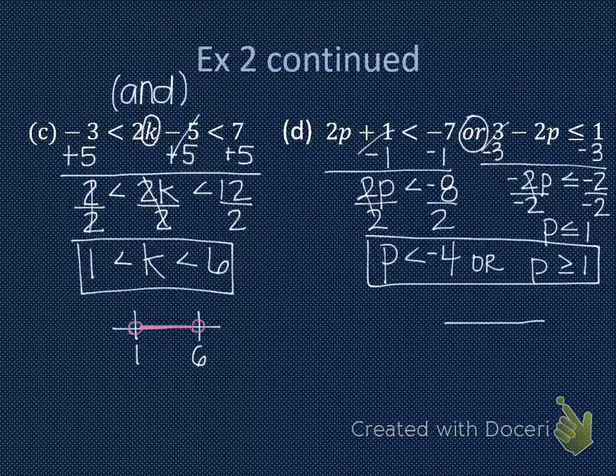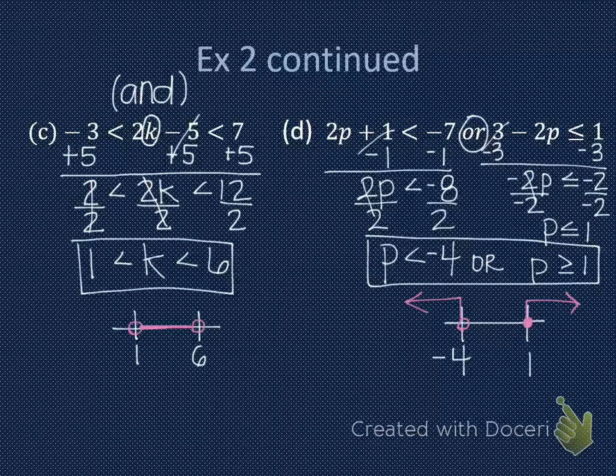Now, on the number line, which number goes further left? -4. All right, and which number goes further right? 1. All right, circle on -4. Open, and circle on 1 should be closed. Arrow from -4 should be going which direction? P is less than -4. Less is left. And P is greater than or equal to 1. So what direction from 1? To the right.